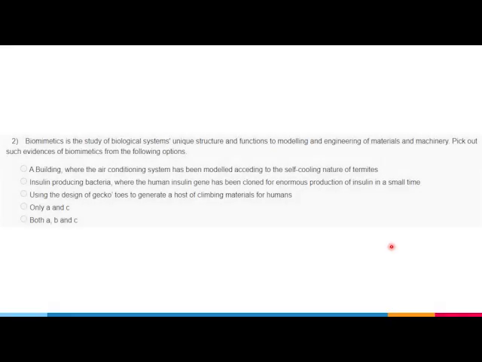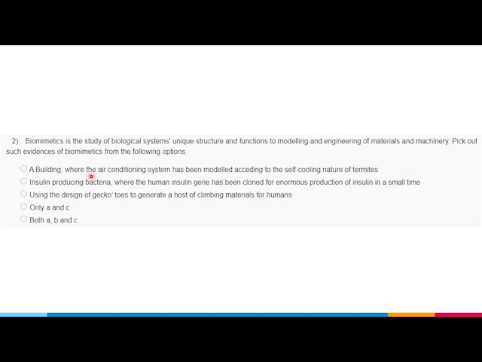So we are moving on to the next question, regarding biomimetics. Biomimetics is something that was discussed extensively in one of the lectures, and how we can be inspired by biological designs and make engineering solutions based on those. Biomimetics is the study of biological systems, unique structures and functions, for the modeling and engineering of materials and machinery. Pick out such evidences of biomimetics from the following options. You have five options, and you will have to choose which of them are biomimetic.